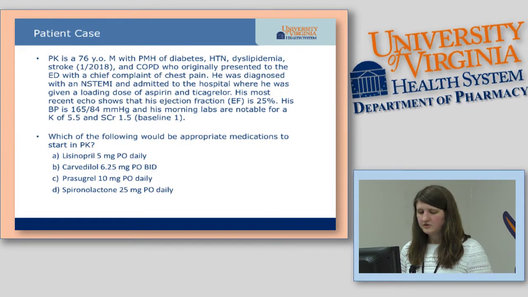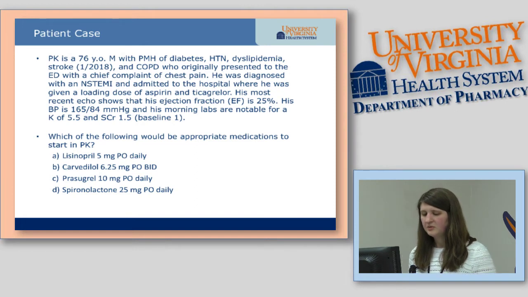So this leads us to our final patient case. We have BK, a 76-year-old male with a past medical history of diabetes, hypertension, dyslipidemia, stroke, and COPD, who originally presented in the ED with a chief complaint of chest pain. He was diagnosed with an NSTEMI and admitted to the hospital, where he was given a loading dose of aspirin and ticagrelor. His most recent echo shows that his ejection fraction is 25%.